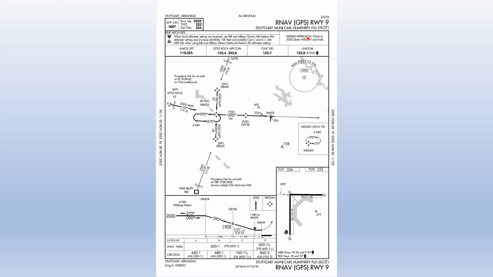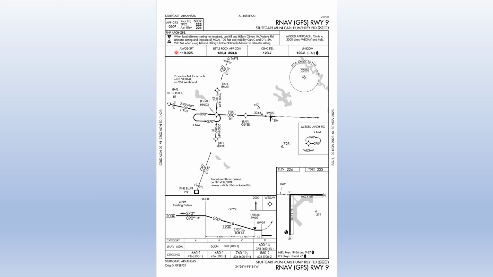It details the missed approach procedure. It tells us in the event of a missed approach, we'll climb to 2000 directly ahead and then go direct to WEGAV waypoint and hold. And you can see that's depicted here on the plan view. Here's our straight out, and then here is our missed approach hold down in this little offset box down here.